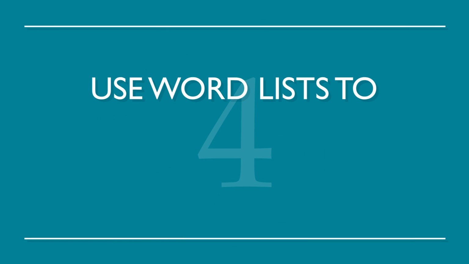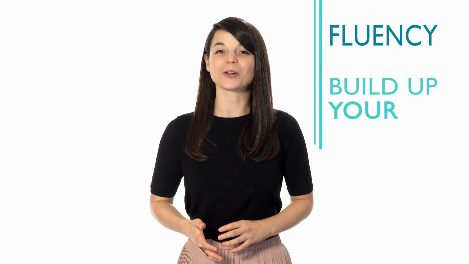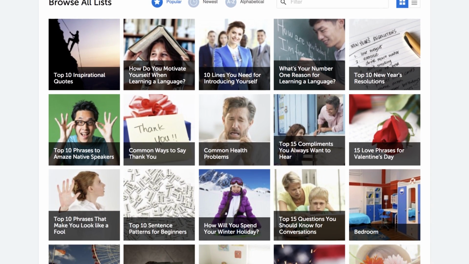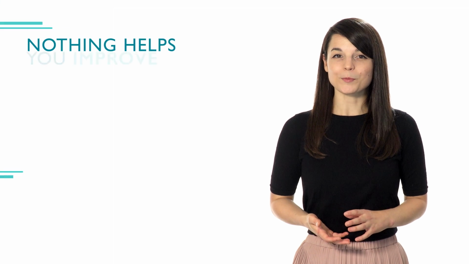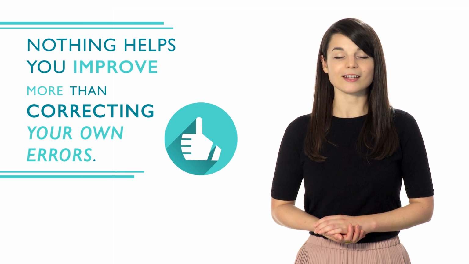Number 4, use word lists to build up a solid vocabulary. This is a great way to build up your fluency, one word at a time. Luckily, we have all the word lists you need, with a range of topics, from food to love. Choose whichever language you want to study and go. Number 5, don't be afraid to make mistakes. Nothing helps you improve more than correcting your own errors. You're more likely to remember it correctly the next time around. Everyone makes mistakes. Don't be afraid to learn from them.